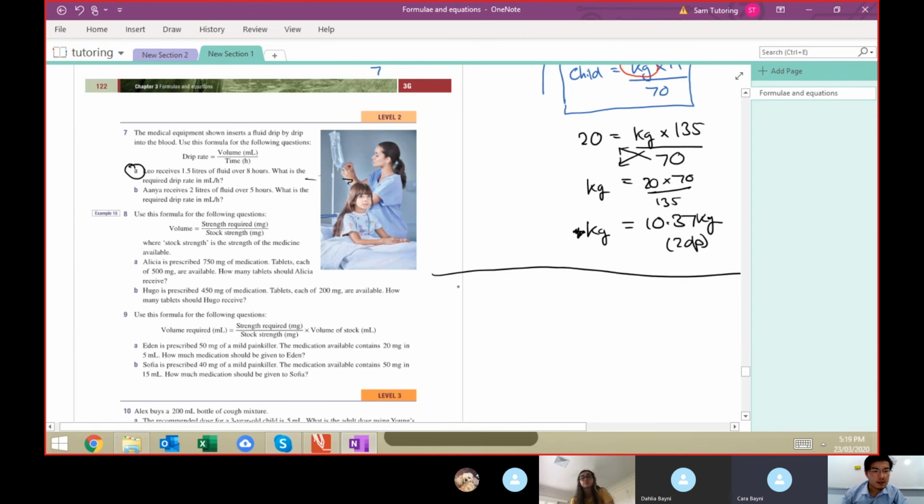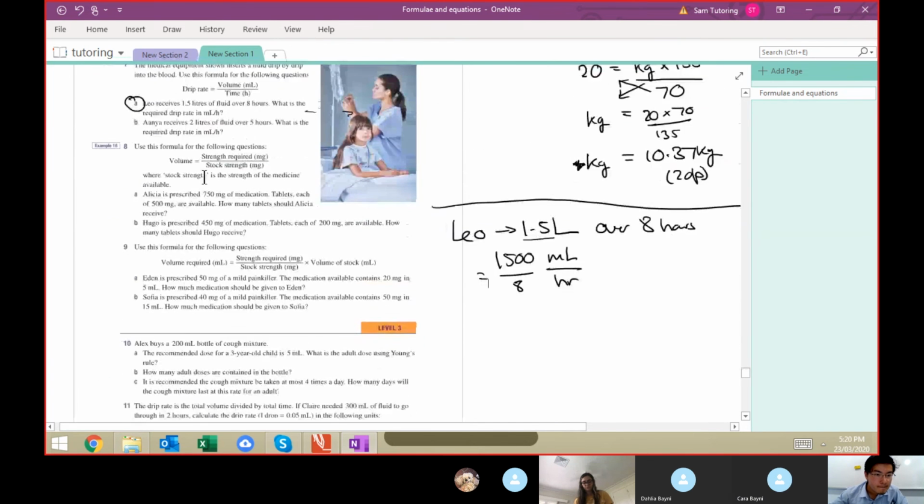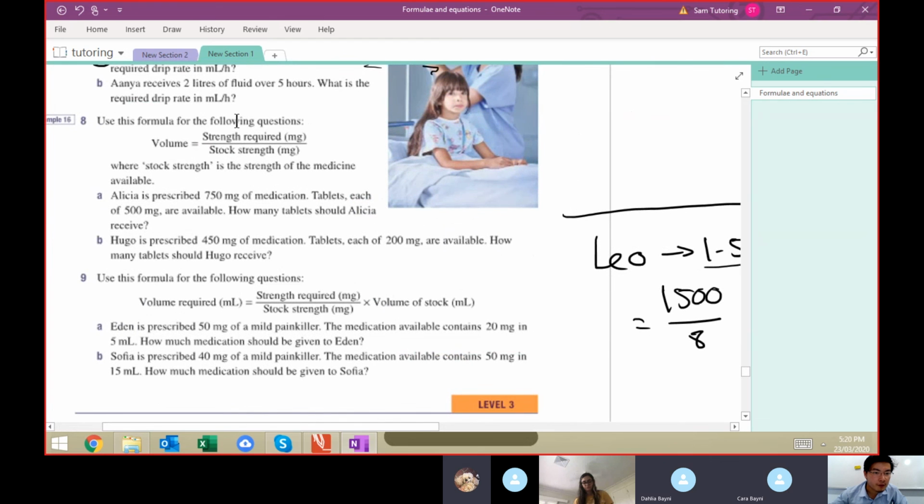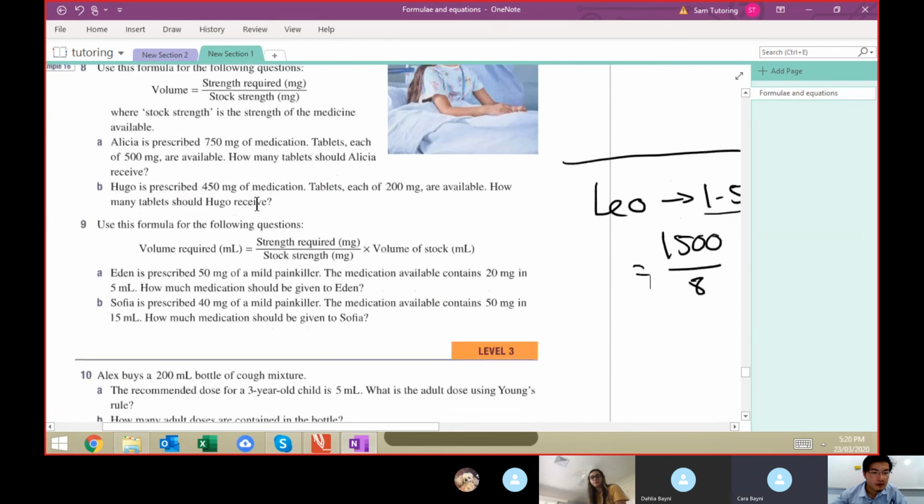Let's just do one anyways. See how it goes. So Leo gets 1.5 liters of medical fluid for 8 hours. That's a lot. Over 8 hours. And the question wants it in mils over hours. Well, that's not that bad because it's already in hours. The only thing we have to convert is the liters part. So to do this is 1,500 over 8 and you're done. That's easy stuff. It's not that hard. We use this formula in the following questions. Volume is strength required over stock strength.